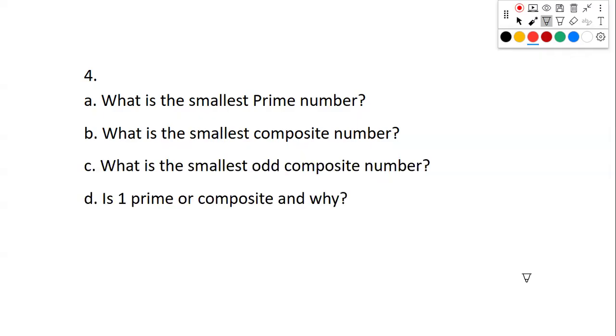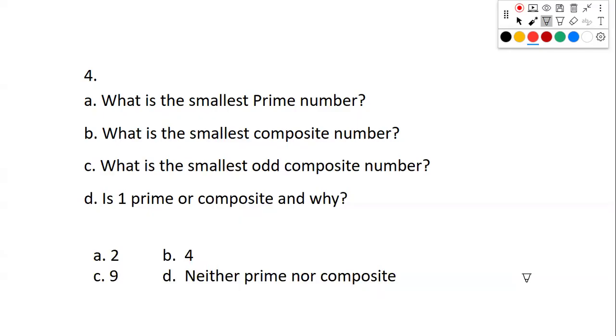Is 1 prime or composite? We already discussed. Neither prime nor composite. So, your answers are A 2, B 4, C 9, and D is neither prime nor composite. So, 2, 3 interview questions are there in this. Randomly, they might ask you, is 1 prime or composite?